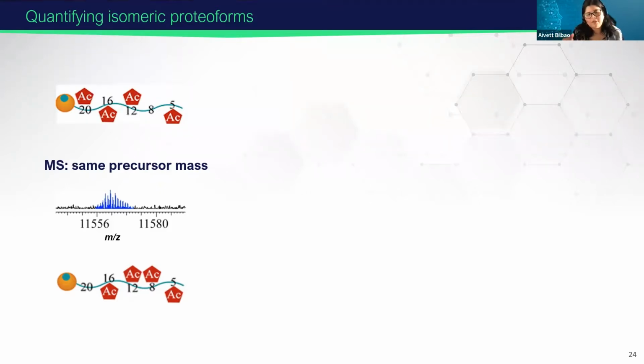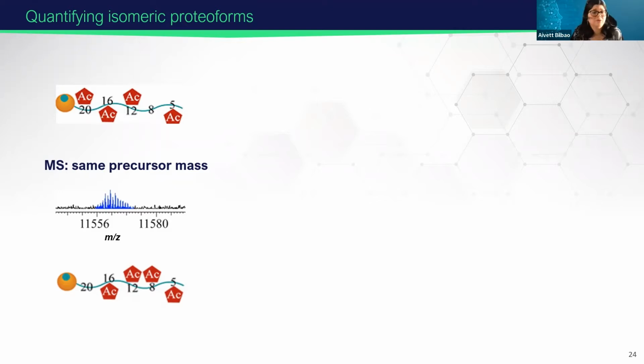As you can see, both proteoforms have the same total of 4 acetyl modifications, but the positions of these modifications are different, and these combinations might be related to different protein functions, and that's why it's important to study and characterize them. The precursor mass is the same, so we cannot distinguish them at the MS1 level.